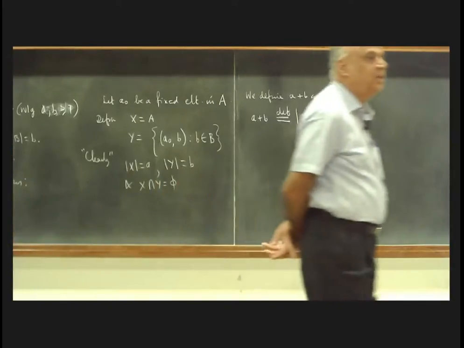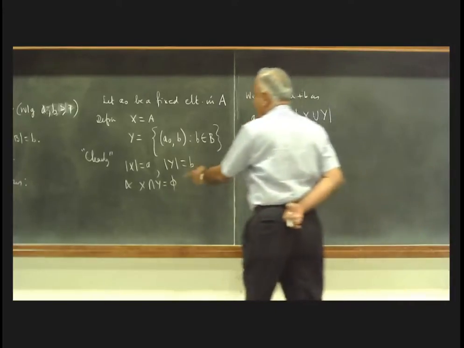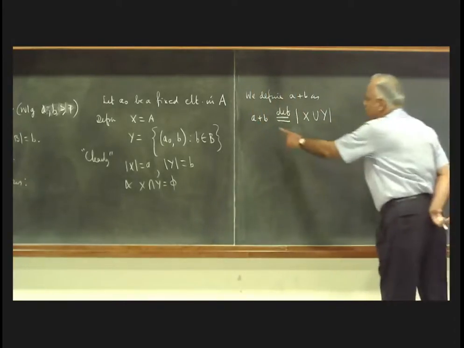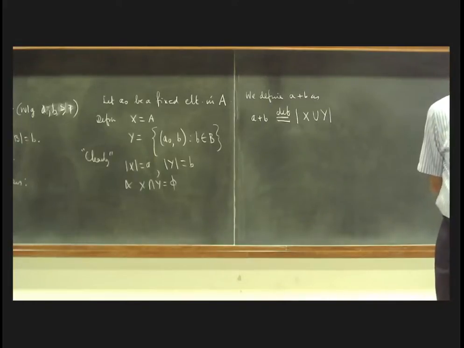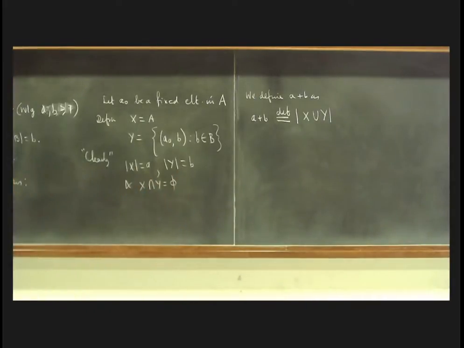exist two disjoint sets X and Y such that the cardinality of X is A and the cardinality of Y is B, and A plus B is defined to be |X ∪ Y|. And if X1, Y1 are any two other disjoint sets with |X1| equal to A, |Y1| equal to B, then |X1 ∪ Y1| will also be equal to |X ∪ Y|. This is the whole process that you have to go through in this definition. All this can be done, and therefore the definition of A plus B comes.